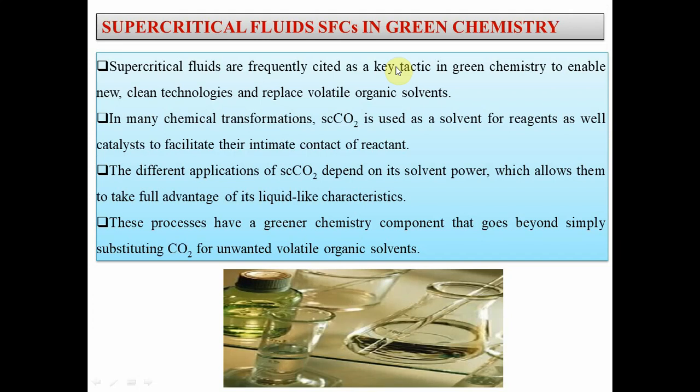Now, supercritical fluids in green chemistry. Supercritical fluids are frequently cited as the key tactic in green chemistry to enable new clean technology and replace volatile organic solvents. In many chemical transformations, as we discussed earlier, supercritical carbon dioxide is used as a solvent as well as a catalyst to facilitate intimate contact of reactants.